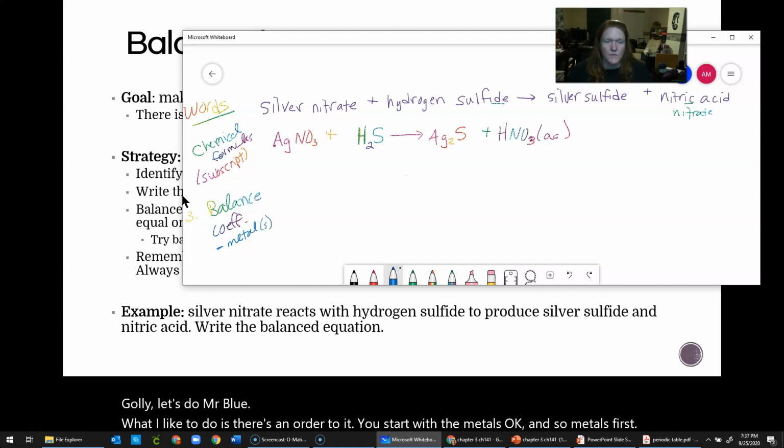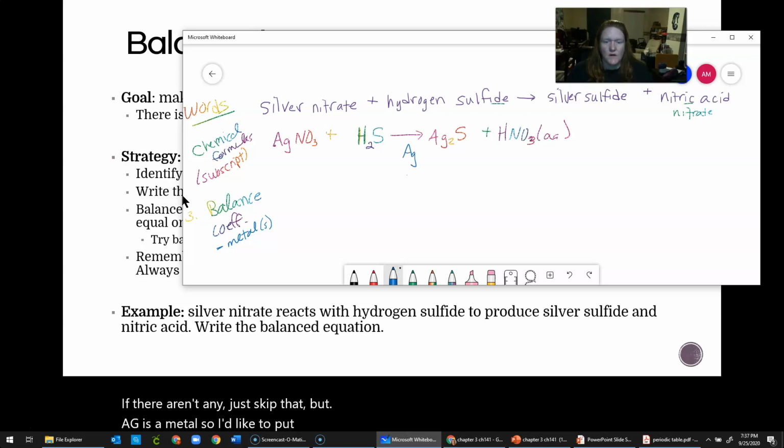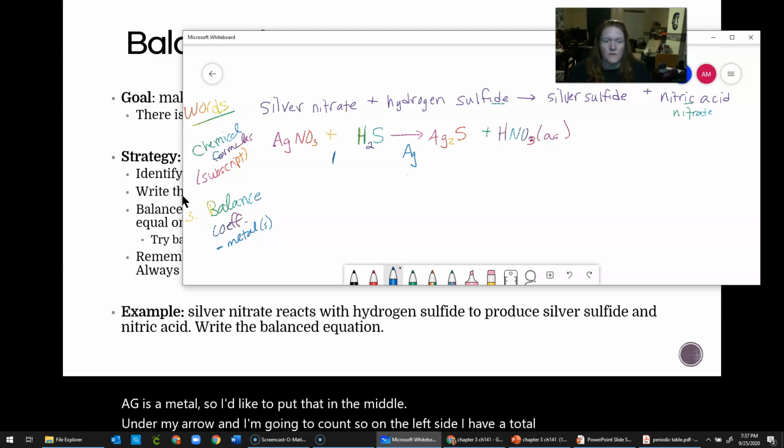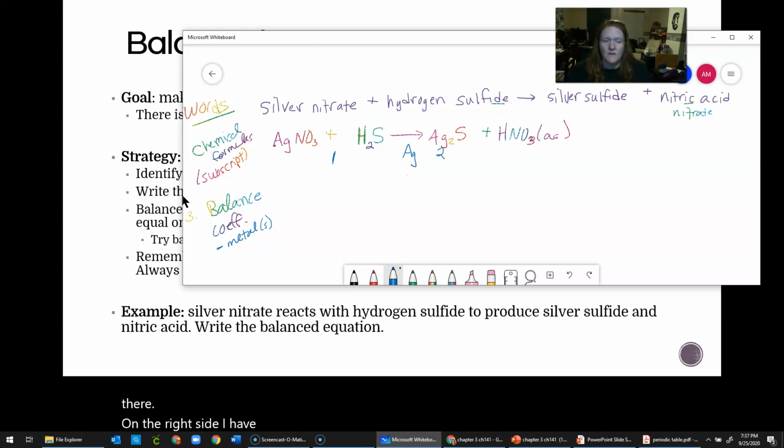If there aren't any, you just skip that. But Ag is a metal, so I like to put that in the middle under my arrow. And I'm going to count. So on the left side, I have a total of 1 silver. It's right there. On the right side, I have 2. So to balance this, I have to put a coefficient in front.